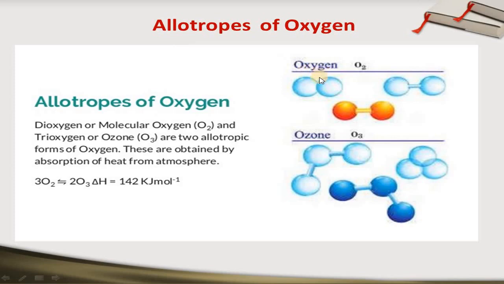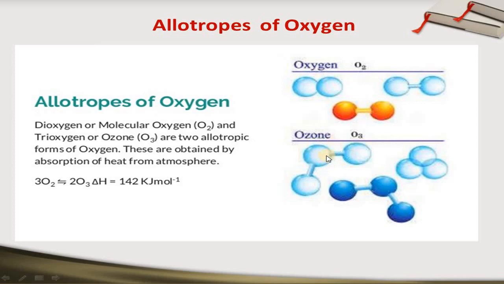These allotropes are obtained by the absorption of heat from the atmosphere. Oxygen absorbs heat from the atmosphere and is converted into ozone. And delta H for this reaction is 142 kilojoule per mole. These are the structures of molecular oxygen. In this we have two oxygen atoms bonded to each other through a double bond. And the composition of this double bond is what? One bond is a sigma bond while the other bond is a pi bond.